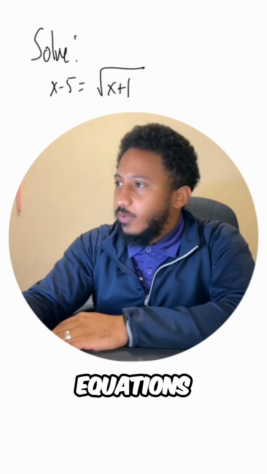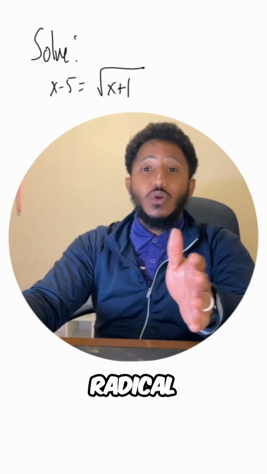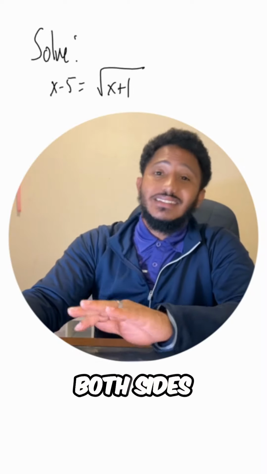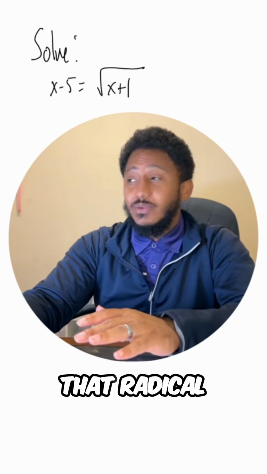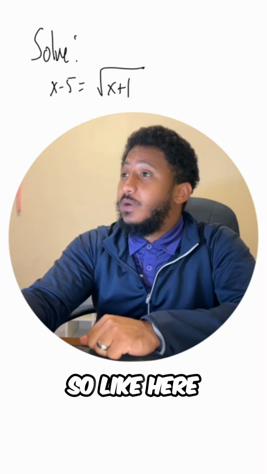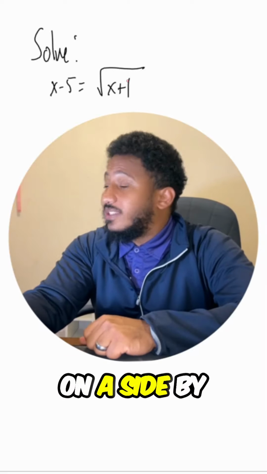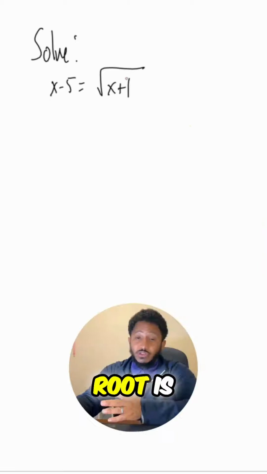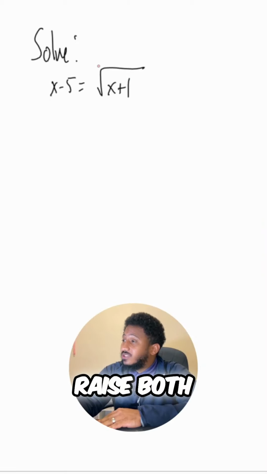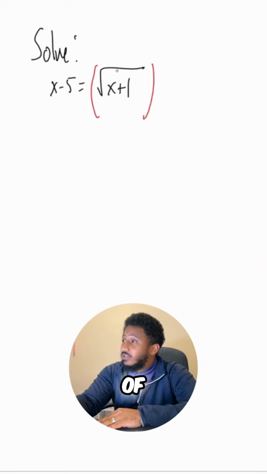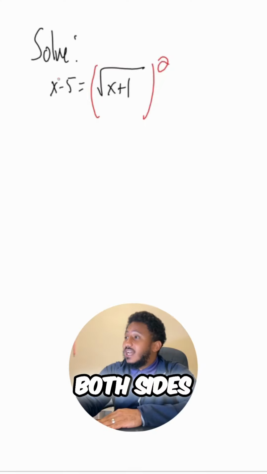So when solving radical equations, our goal should be to get the radical on one side and then raise both sides to some power to get rid of that radical. Here, we have a radical equation, and the radical is already on a side by itself, right? The square root is already on a side by itself. So we'll raise both sides of this equation to get rid of the square root. We'll square both sides of the equation.